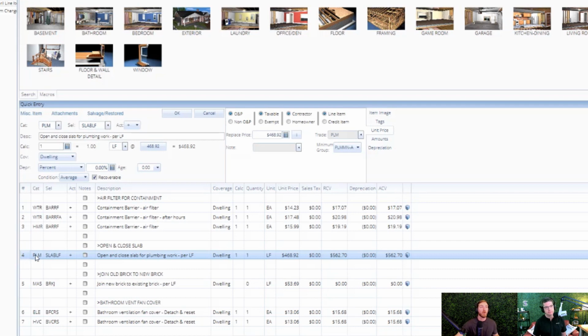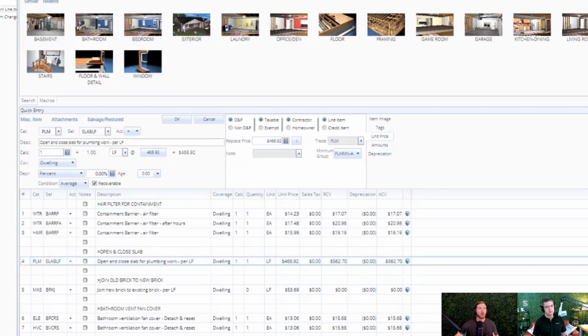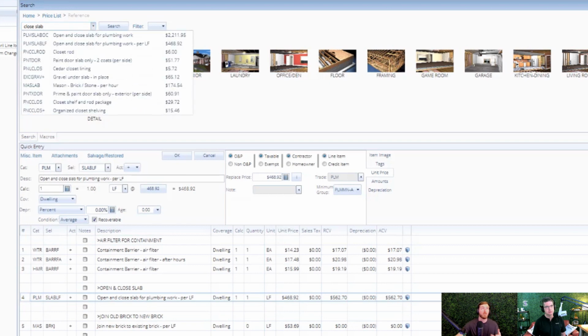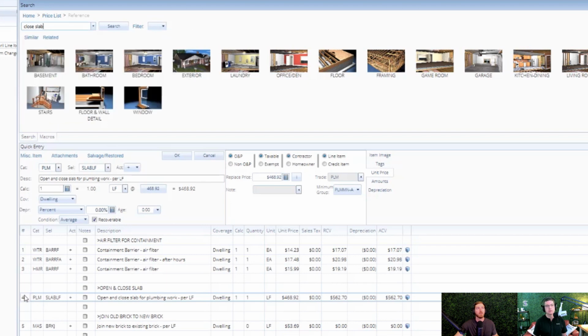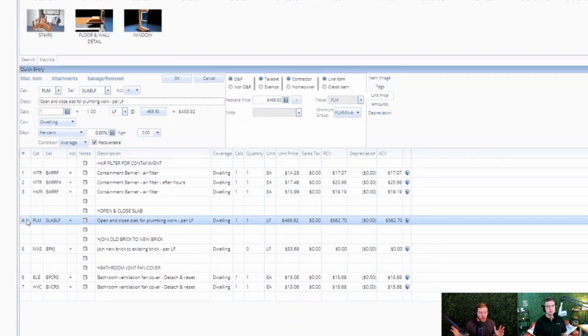Okay. Yep. Number 4 here, PLM slab LF. This is an open closed slab for plumbing work by linear foot in the PLM category. Now, when I searched closed slab before this, you'd noted we had PLM slab OC previously. Basically they've just added a different variant of this line item by linear foot, to help with how many linear feet you need to open and close in that slab to do some discovery work. Yeah, that makes a lot of sense.